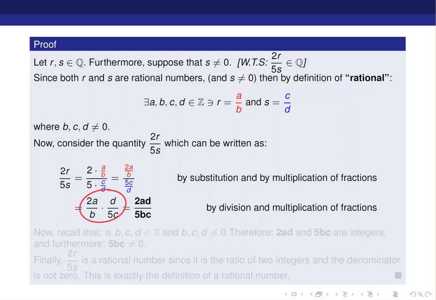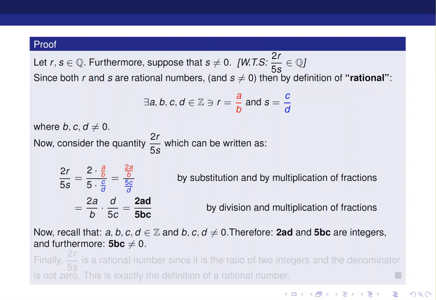But now recall that A, B, C, D are all integers, and also B, C, and D themselves are not equal to 0. So what does that mean? That means that the numerator is an integer, and the denominator is also an integer. And also, since B and C are separately not equal to 0, then 5BC is also not going to be equal to 0 either. I'm recording that so that the reader can see this.